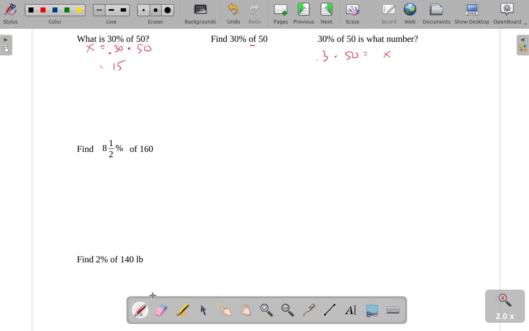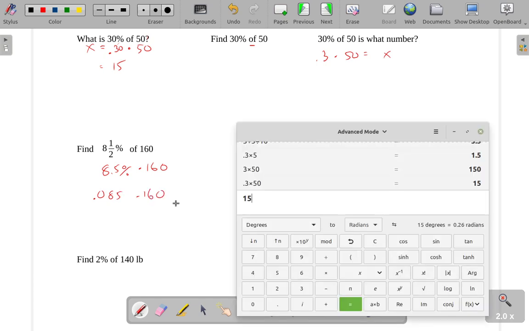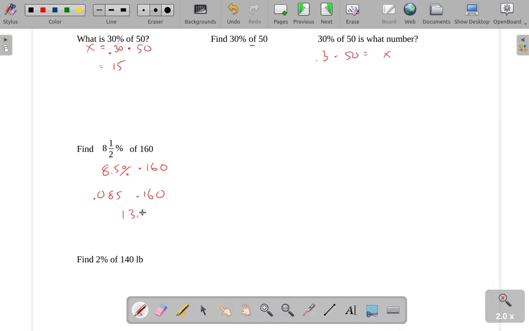Alright, so let's do some examples. Find 8.5% of 160. Well, 8.5%, I'm going to go ahead and call that 8.5%, because I don't really want to deal with mixed numbers in my percent there. 8.5% times 160, well, again, I don't like having my percent in this either, so I'm going to move my decimal place 2 places to the left, 0.085 times 160. And now it's just a matter of plugging it into the calculator. 0.085 times 160, being careful to actually make sure I write the right things down. I get 13.6.